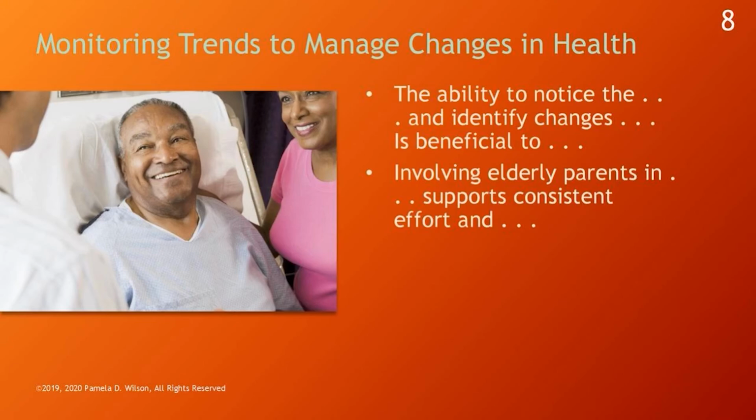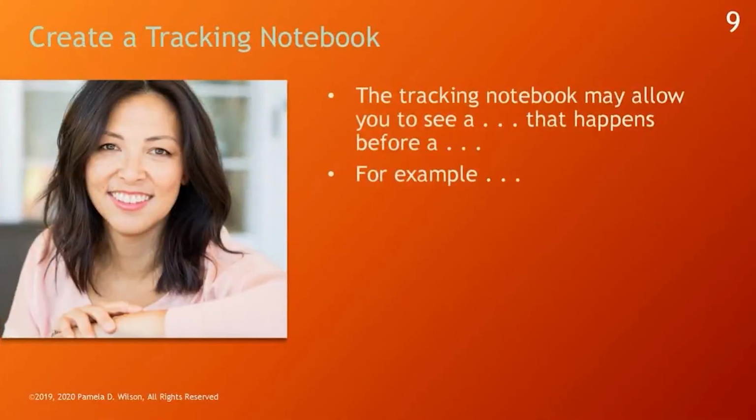So how do we do that? We create a tracking notebook. When elderly parents experience health concerns, the tracking notebook can help you see the trends so that you can identify things that happen before a health episode or an illness. For example, a trend could be a fever one day and a fever not the next day, or a temperature that is a sign of an infection or something like pneumonia or a urinary tract infection.